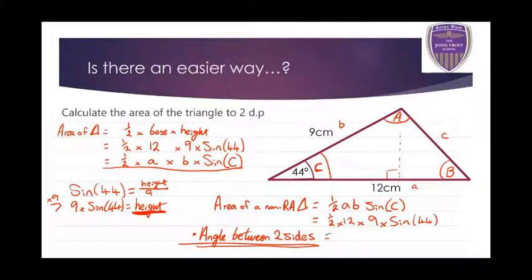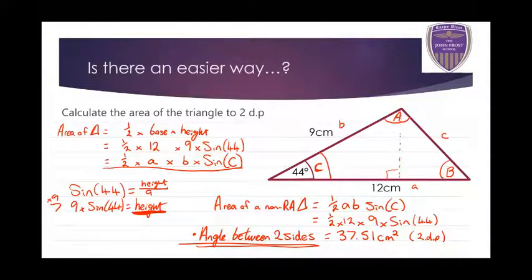And if you type that into a calculator, you would get 37.51 centimeters squared, to 2 decimal places. So without having to do any trigonometry or any drawing lines or imagining right angle triangles, we can just use this formula, half AB sine C. But the key thing to remember is it has to be an angle between two known sides.